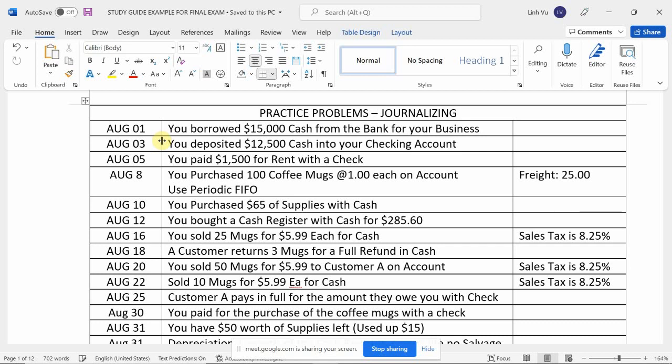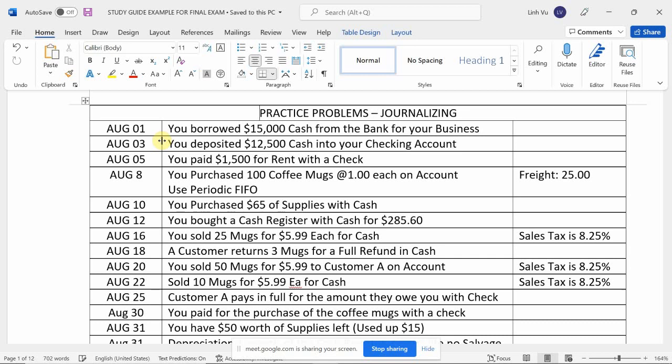So the first 10 questions, you're going to journalize a bunch of transactions, okay? Obviously, you're going to post those to your ledger. You're going to complete an unadjusted trial balance, okay? And you're going to also complete some adjustments, okay? So there are 2 adjustment questions, okay? You're also going to complete an adjusted trial balance.